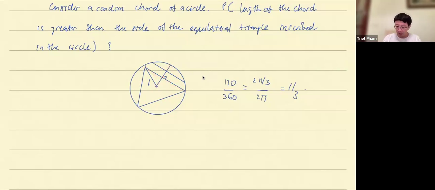And clearly then, if you are in the other half, this half, then the chord will be shorter. But if you're in this first half, then the chord will be longer. Is that okay? So there's another answer, which is a half.